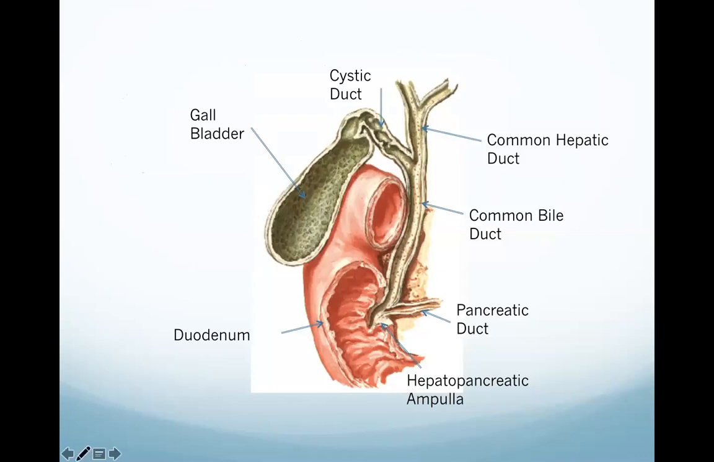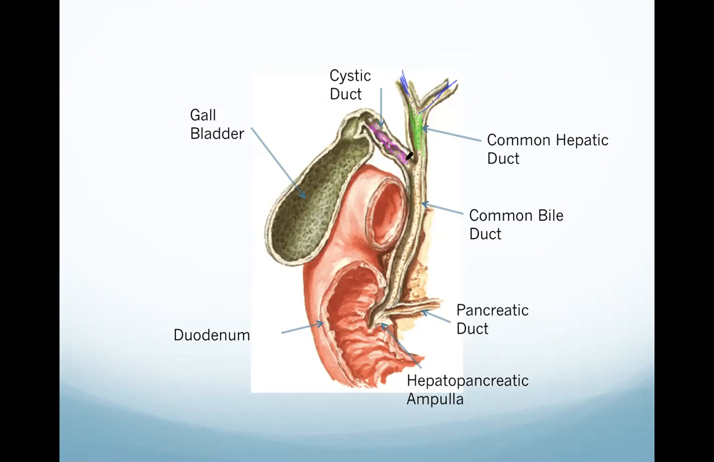So again, if we look here, I can start off with my two hepatic ducts. So this is the right hepatic and the left hepatic ducts. Those two ducts are going to unite into the common hepatic duct. So the common hepatic duct is going to be this portion, right? Common liver duct, another way to say it. And then I have my cystic duct, right? That's going to be coming off the gallbladder, right?